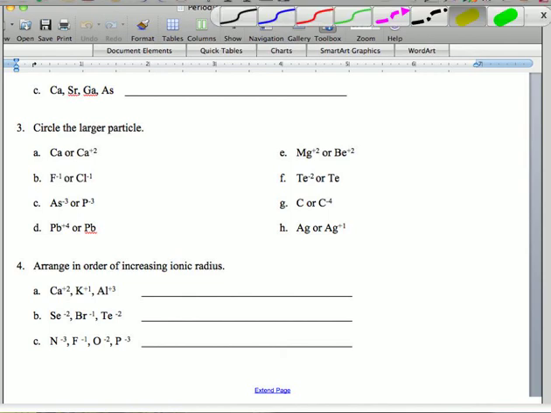So we have calcium, and we have calcium plus 2. Calcium plus 2 lost 2 electrons. That means it would be a smaller particle. So calcium would be your choice.